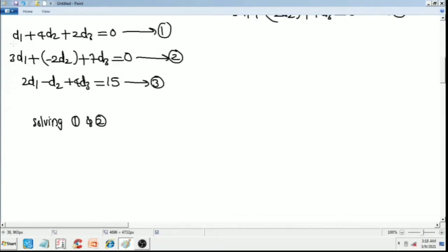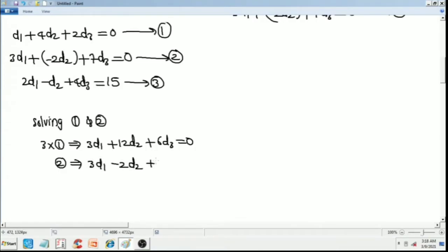I need to eliminate d. In order to eliminate d, I need to multiply equation 1 by 3. So 3 times d1 is 3d1 plus 3 4s are 12 d2 plus 3 2s are 6 d3 is equal to 0. In a similar way, the second equation, no need to do anything, just write it as it is: 3d1 minus 2d2 plus 7d3 is equal to 0. So minus and plus, the d1 terms get cancelled. 12 plus 2 is 14 d2, 6 minus 7 is minus 1 d3, equal to 0. One equation we got.